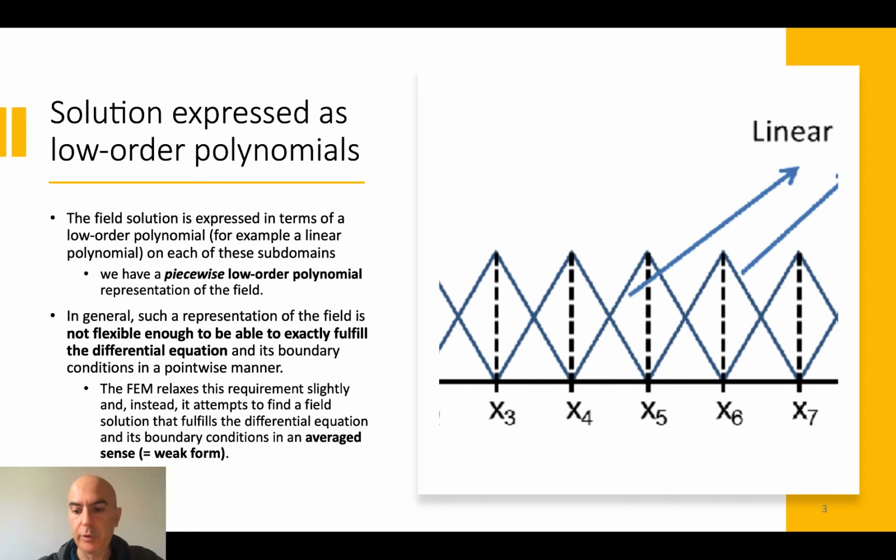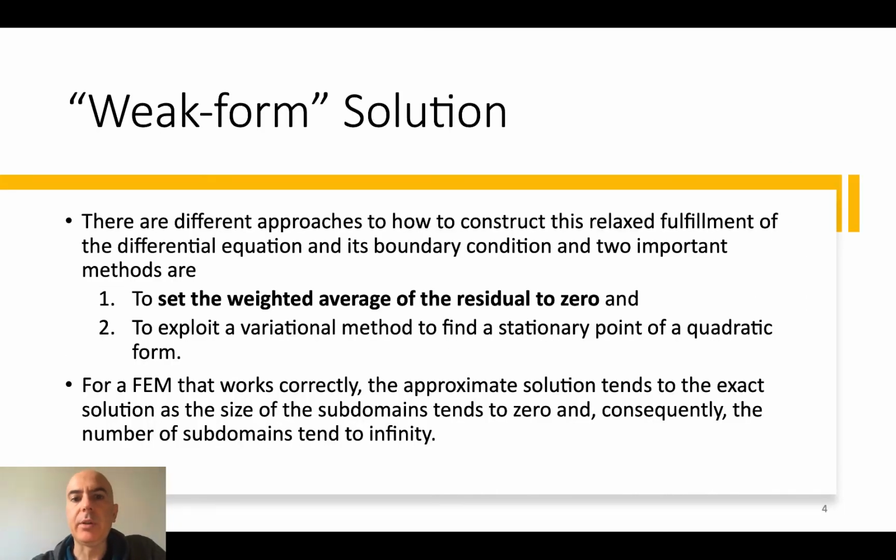We relax this condition and we find this equality in an average sense that is called the weak form. There are different approaches to construct this relaxed fulfillment, that is, to have equality in an average sense. There are two important methods to derive the FEM. The first one is to set the weighted average of a residual of our differential equation to 0. A second method is to exploit a variational method to find the stationary points of a quadratic form. So this second method also uses a variational principle to derive the method.